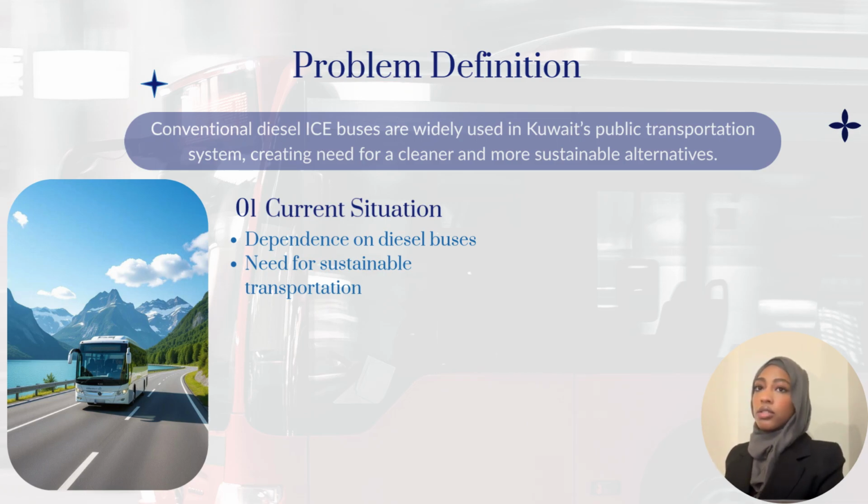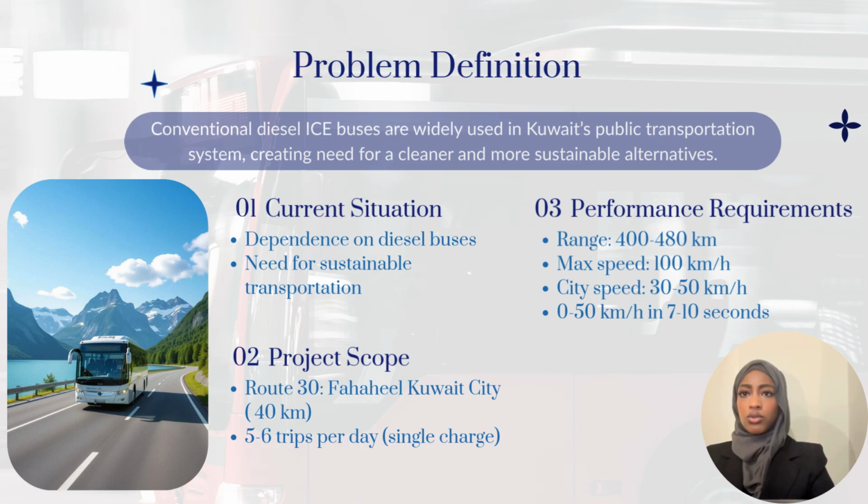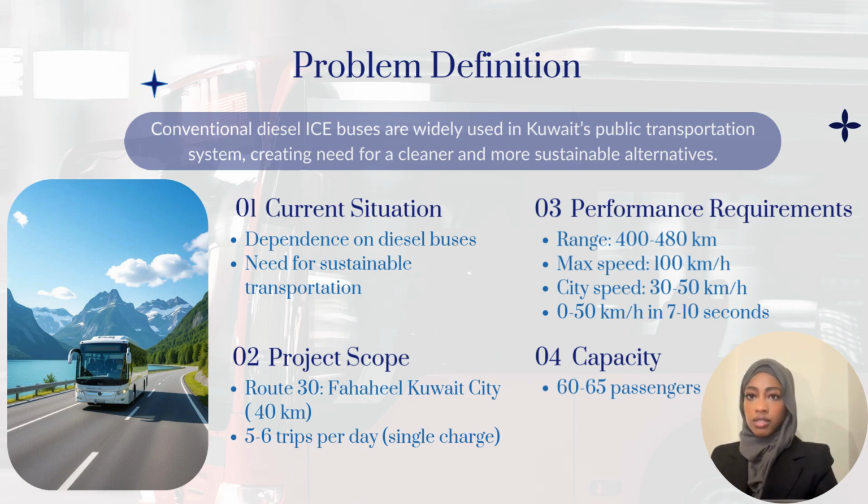This project focuses on designing an environmentally friendly bus operating on Route 30 from Fahahil to Kuwait City, covering approximately 40 kilometers. This meets key requirements including a range of 400 to 480 kilometers, and the bus is designed to carry around 60 to 65 passengers.